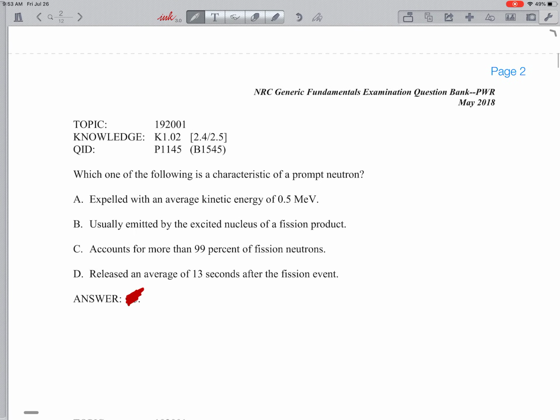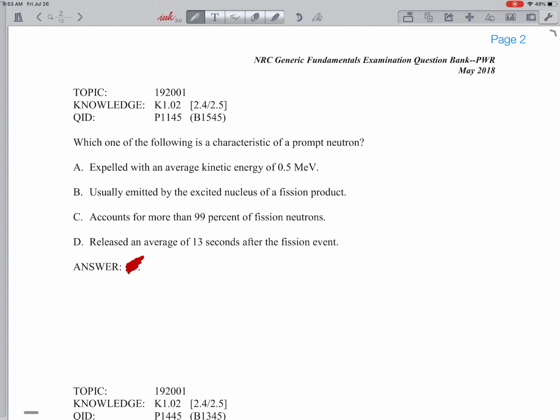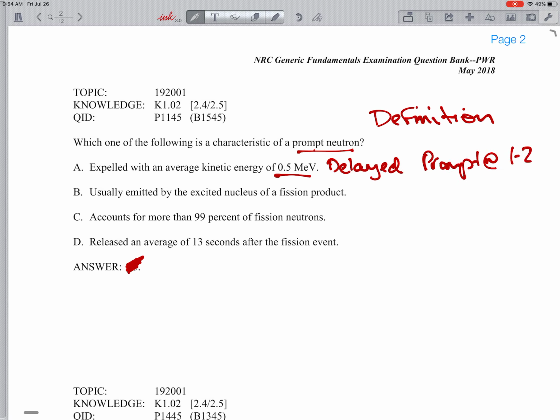Okay, so next question. Which of the following is a characteristic of a prompt neutron, right? More definitions. Are expelled at an average kinetic energy of 0.5 megaelectron volts? Well, no, that's going to be a delayed neutron. And remember, prompt neutrons are 1 to 2 megaelectron volts. So A is not the correct answer. Is B the correct answer? Usually emitted by the excited nucleus of a fission product? Maybe.